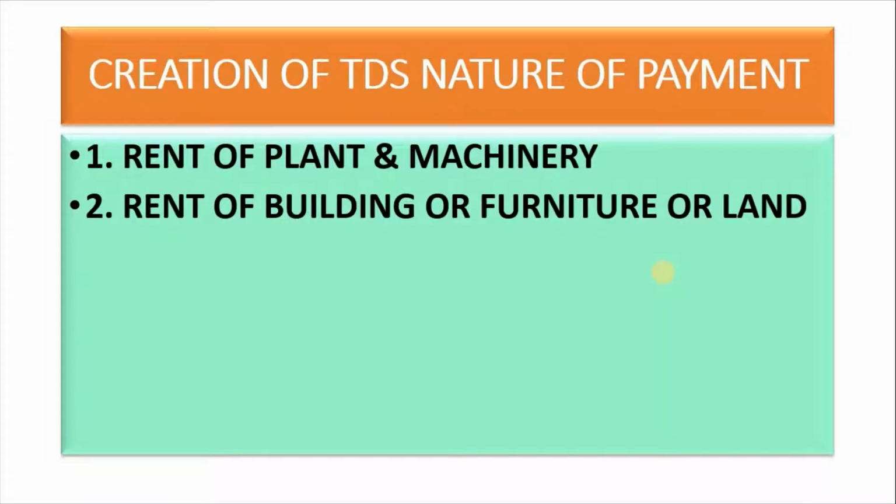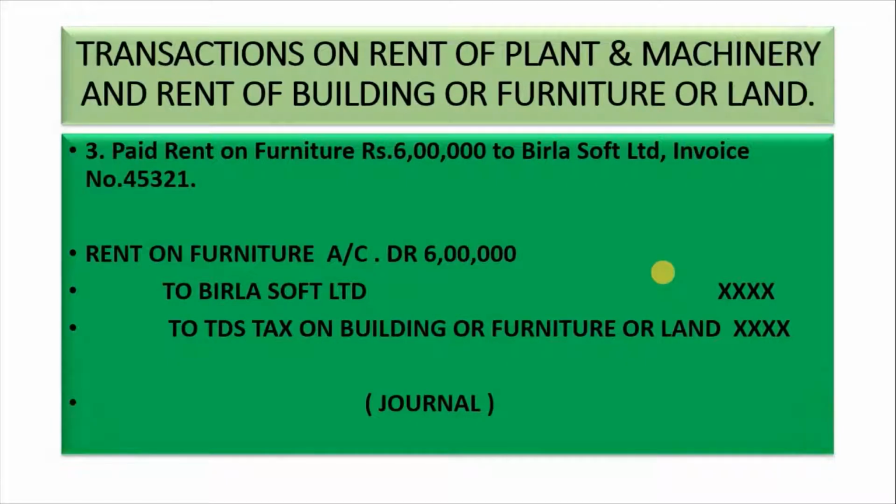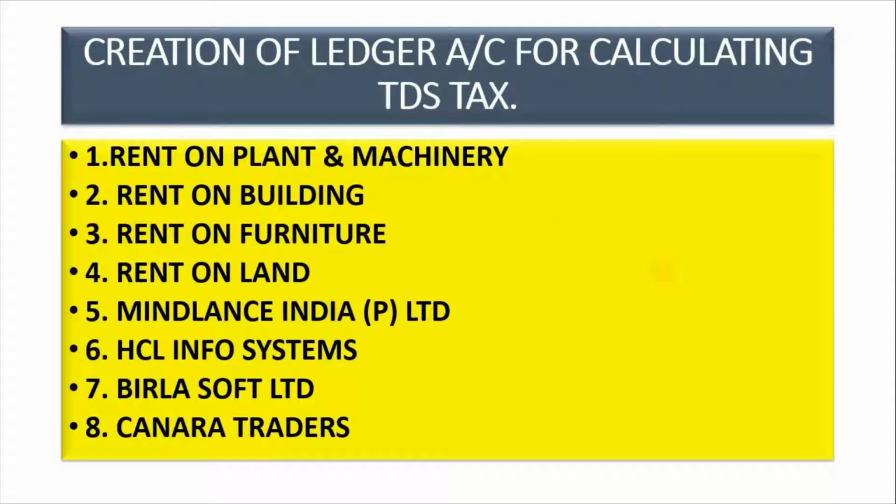Okay, so now we have finished the TDS nature of payment. Now come to the TDS ledgers. This is the transaction: paid rent on plant and machinery rupees 5 lakh to Mindlands India Private Limited, invoice number 64851. So create rent on plant. I listed it in the last thumbnail. See here, create these one by one.